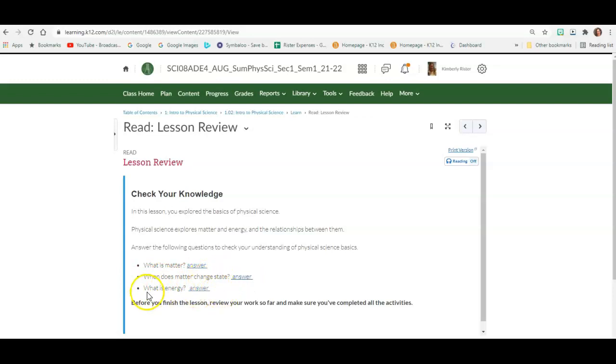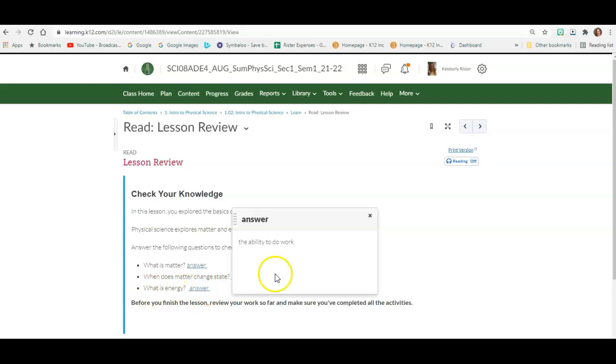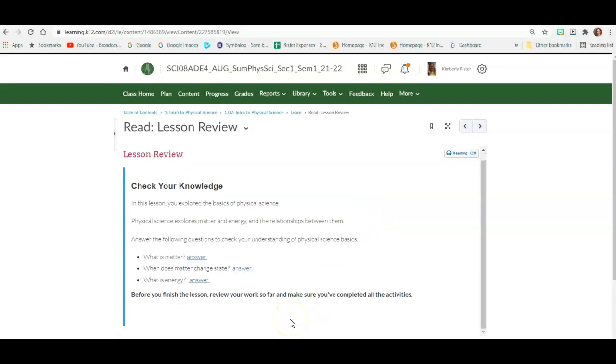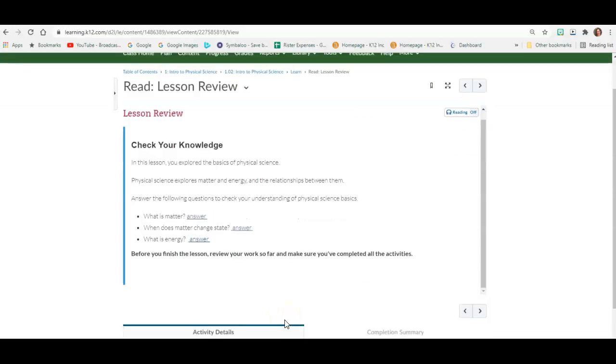So over on the left-hand side, when does matter change state? And then what is energy? You've already answered that. It's the ability to do work. And so before you finish the lesson, you want to make sure that you have everything filled in to your notes and you are ready to go.